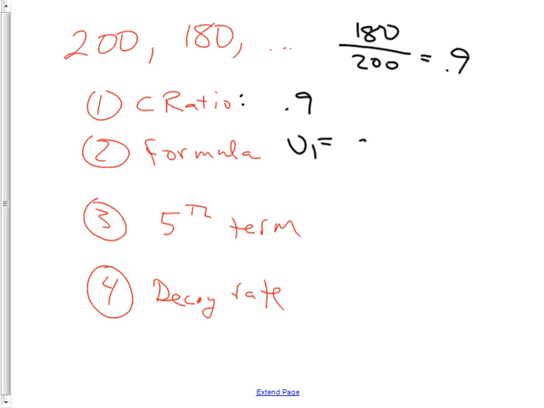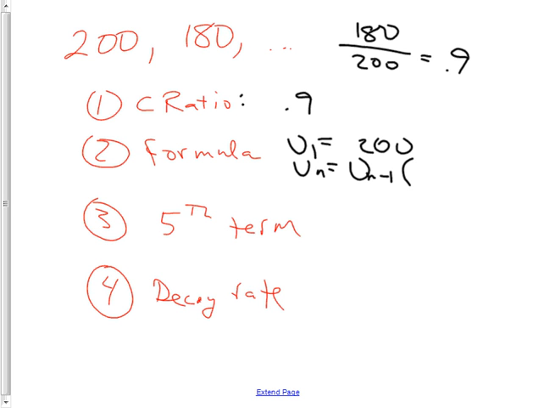All right, U sub 1 equals 200. U sub n equals U sub n minus 1 times... and I just realized I did all my formulas wrong on the last page, but now just with a little tiny thing. Anybody know what I'm talking about? I'll tell you about it in a second.